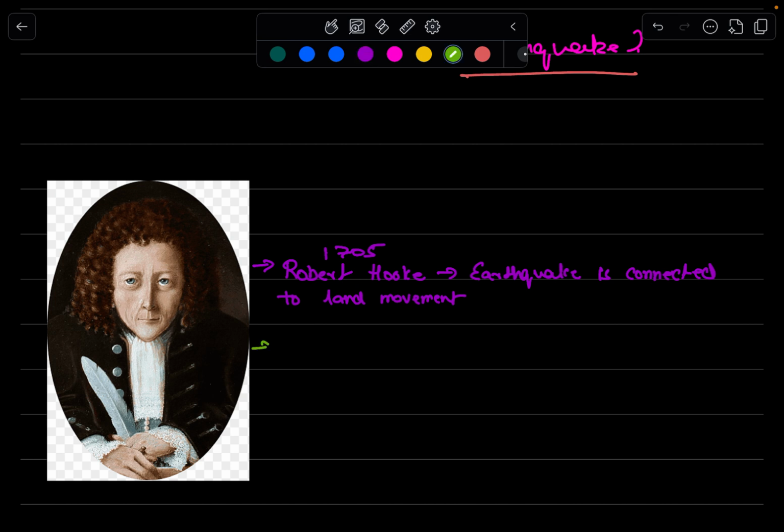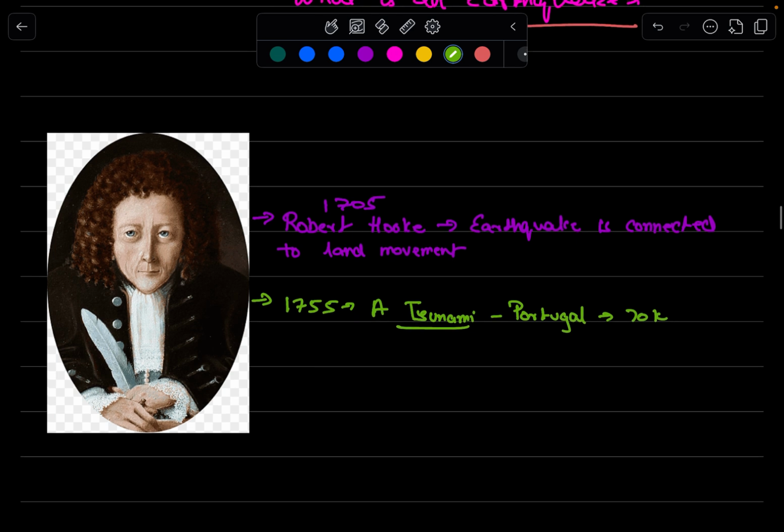Thereafter, in 1755, a tsunami emerged in Portugal, and it killed approximately 70,000 people. When a tsunami of this large expanse occurred, there was a need to study earthquakes and how tsunamis are caused. In 1850, Robert Mallet discovered seismic waves, that earthquakes do create seismic waves.